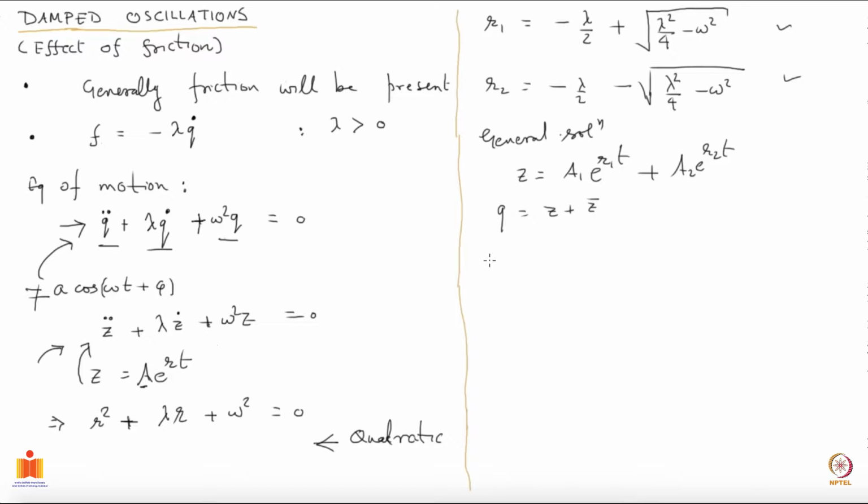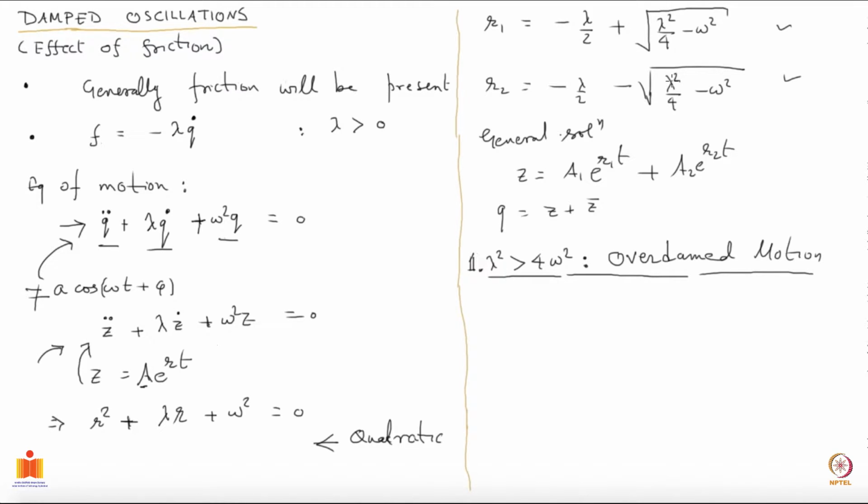So possibility number 1, which I will say, lambda square is greater than 4 omega square. That is a possibility, and as you are about to see, it describes overdamped motion. Let's see why this possibility leads to overdamped motion. So this thing in here is positive.